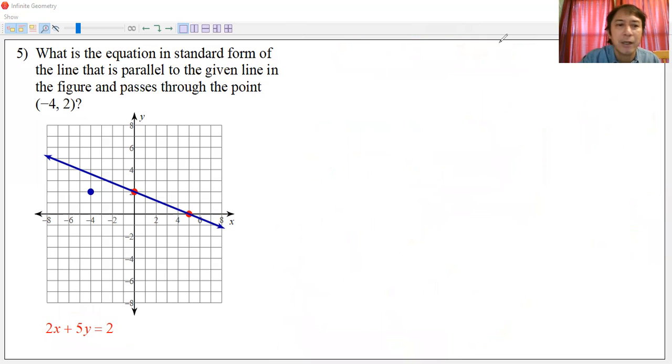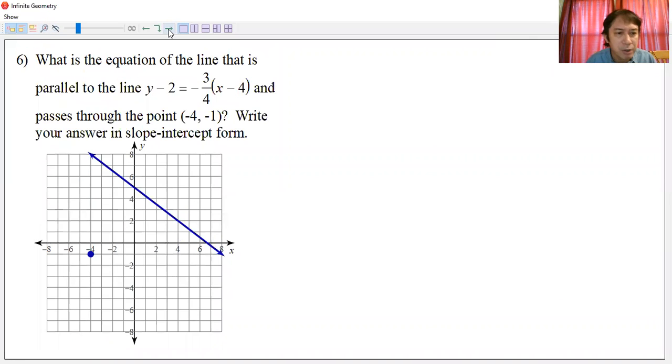Let me clear the screen, and then here's number 6. Let's read. What is the equation of the line that is parallel to the line y minus 2 is equal to negative 3/4 times x minus 4 and passes through the point negative 4, negative 1? Write your answer in slope-intercept form. What is the equation of the line that is parallel to the line? Okay, let's write the given. This is the given.